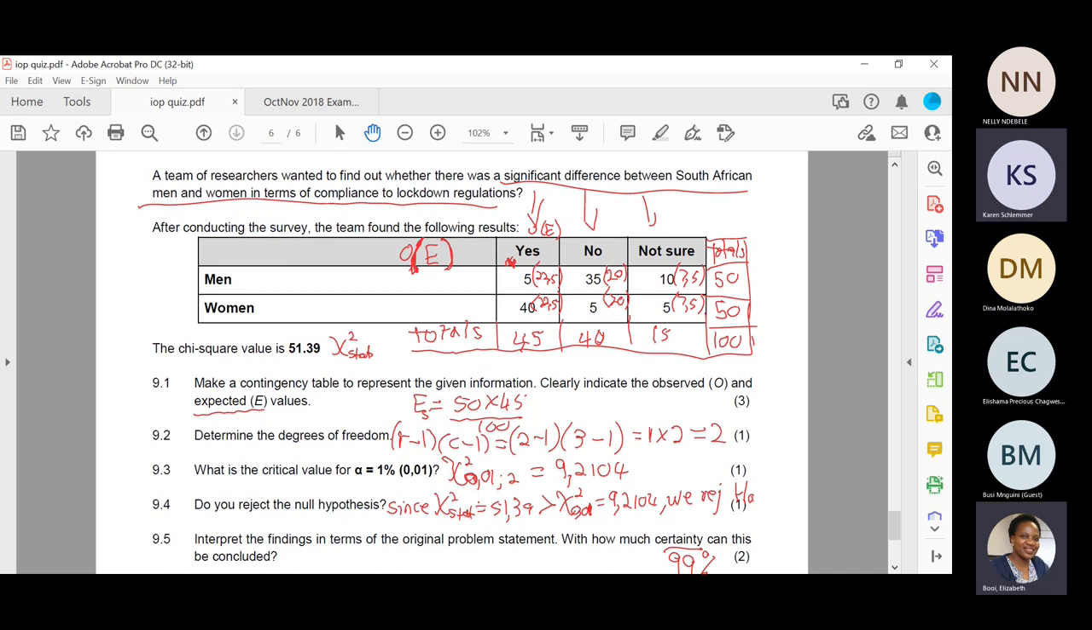Let me try. Okay, sorry, go ahead. No, you can go, Karen. It's fine. I would say there is a significant difference between South African men and women in terms of compliance with lockdown regulations, and that this can be said with 99% certainty. There we go. Thank you.